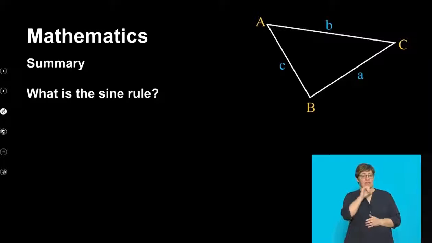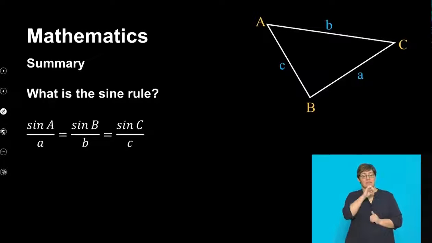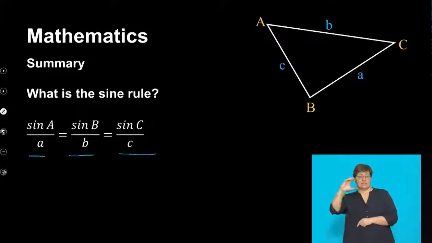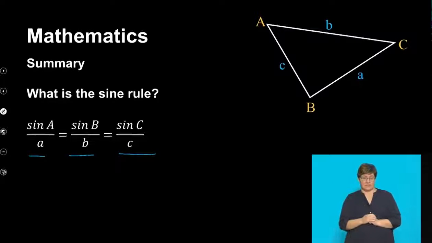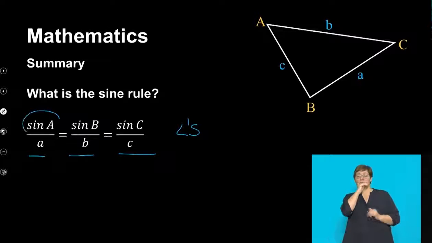What is the sine rule? So the sine rule, using triangle ABC, is a rule that states that sine A over A is equal to sine B over B, which is equal to sine C over C. And remember, there is a second version to this. This version we use when we are trying to find our angles, because our angles are in the numerator.